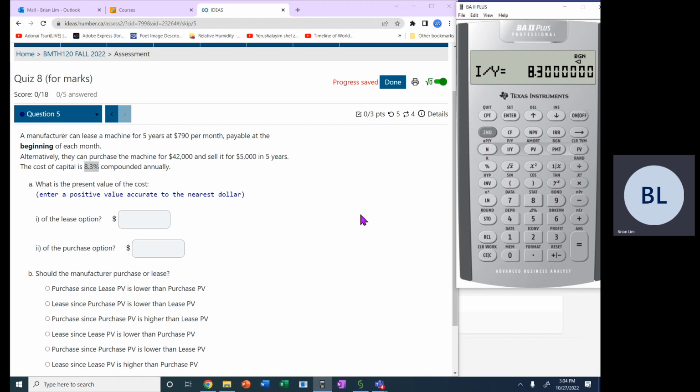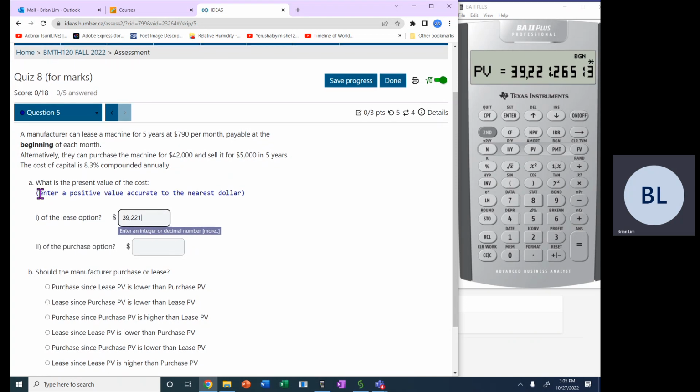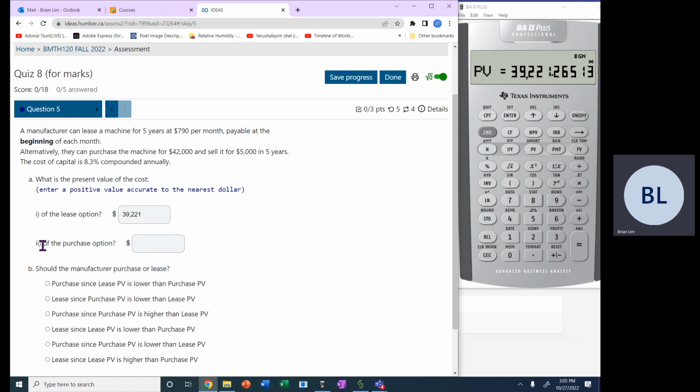All right, now the present value is what we would like to compute. The payment is $790 per month, so 790. We can make it negative because we are paying, and the future value we will put in as 0. And we compute the present value, and that turns out to be 39221, correct to the nearest dollar. So this rounded to the nearest dollar would be $39,221.